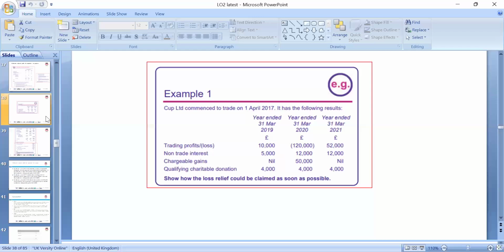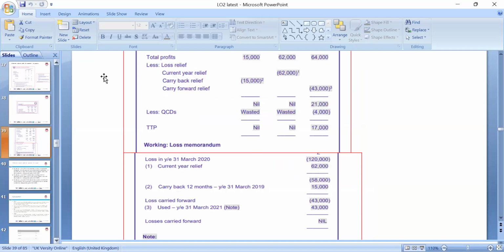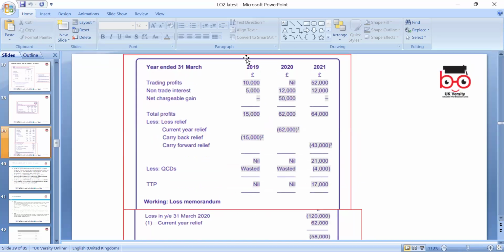Like here, please, we have the trading losses or profit for 2019, 20, and then 2021, 3 years. Yes, net trade interest we have, chargeable gain we have, and qualifying charity donation if we have. So what we can do, please, is some calculations, and I will include some examples here. So we can look at the trading profit we have. We have nil profit in 20, then 2021, non-trading interest if we have, income, so net gains we have, and total profit we have.